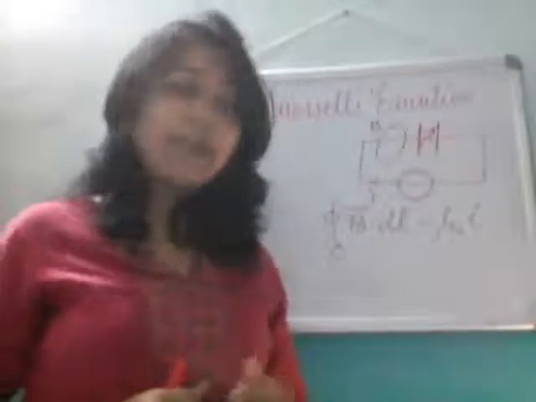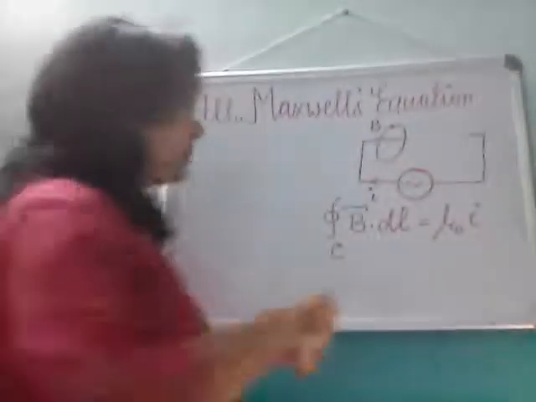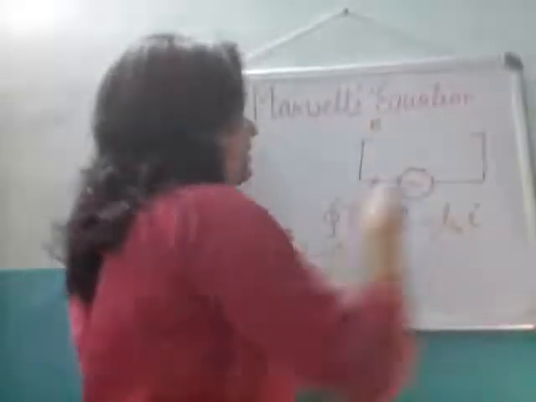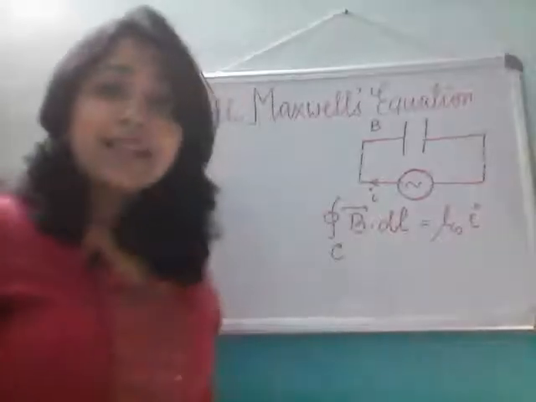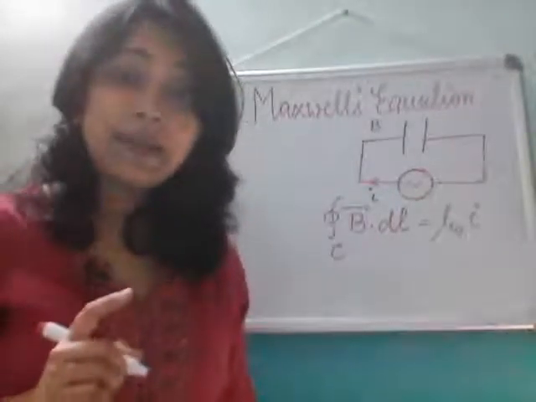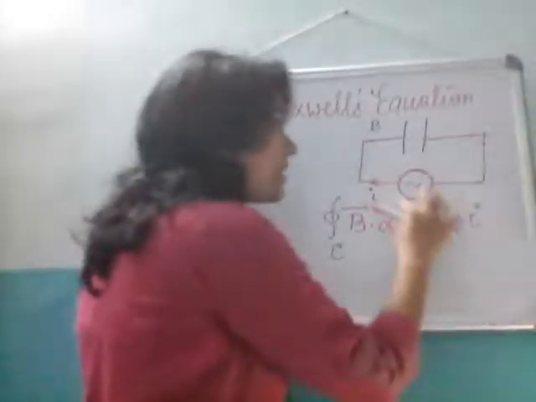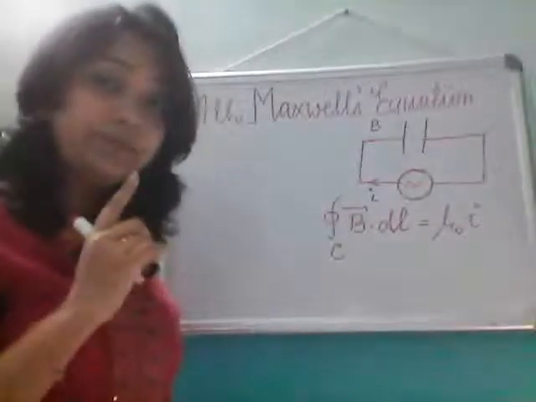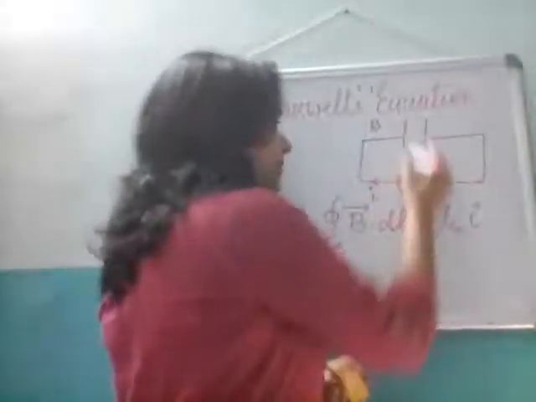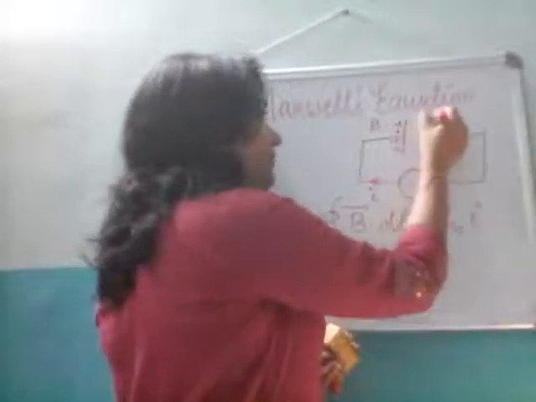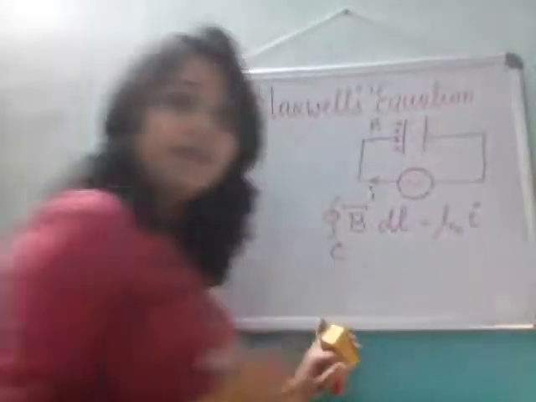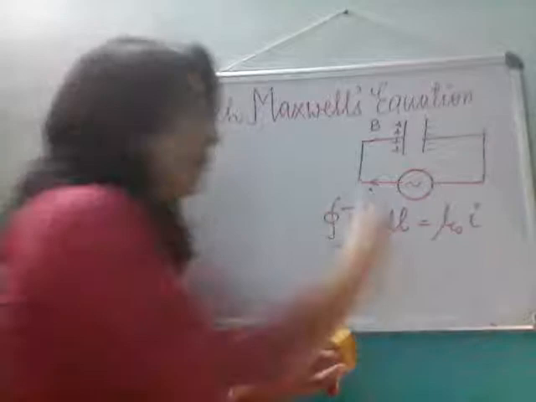And what did he say? Now see carefully. Suppose this is my circuit, and this is my capacitor. What essentially is happening in this capacitor? When I am switching on this AC source, say this plate will be turning positive and this plate will be turning negative. That means the capacitor would be charged.